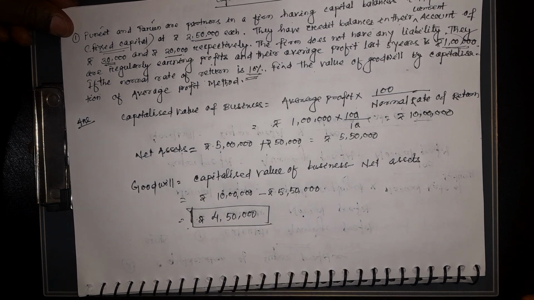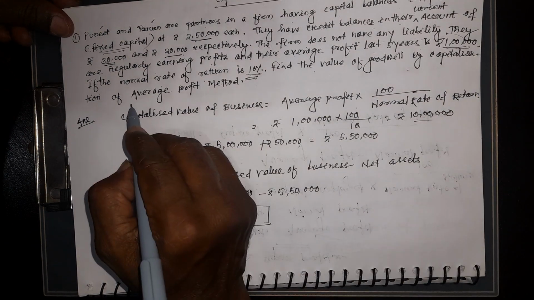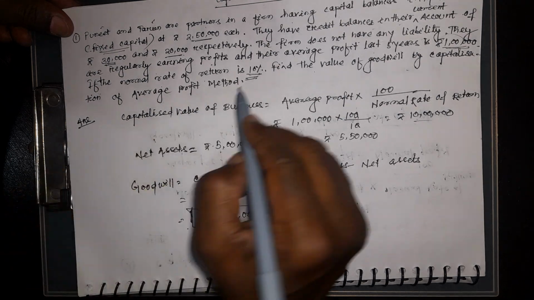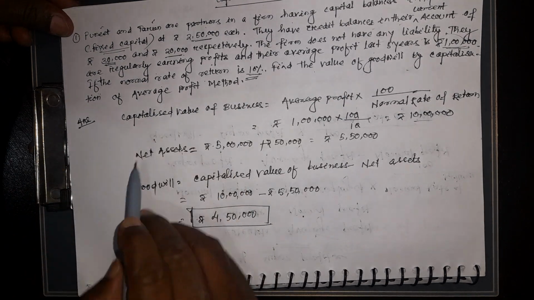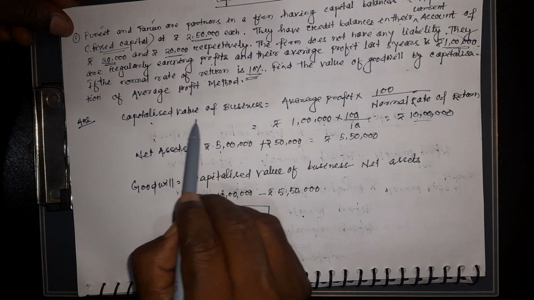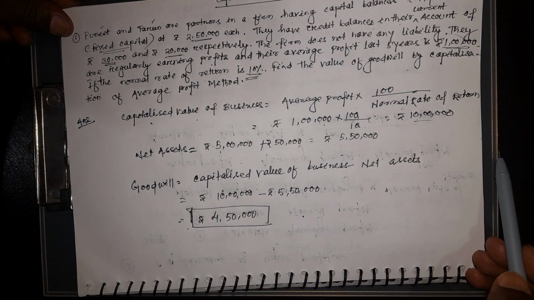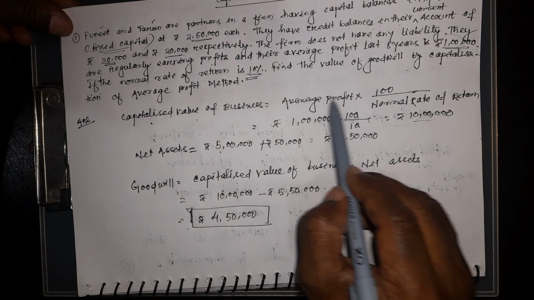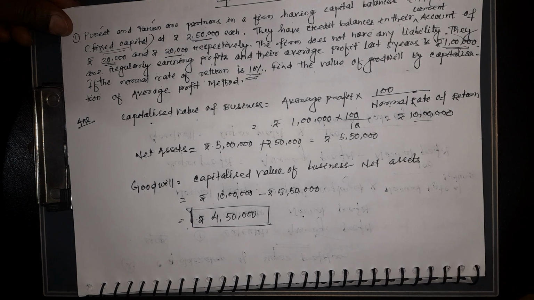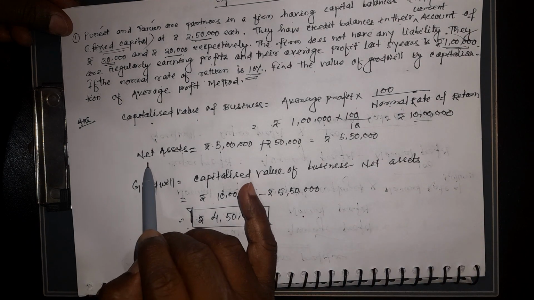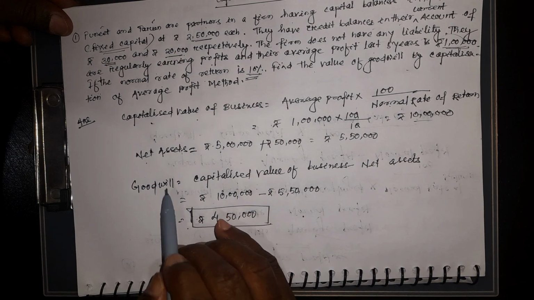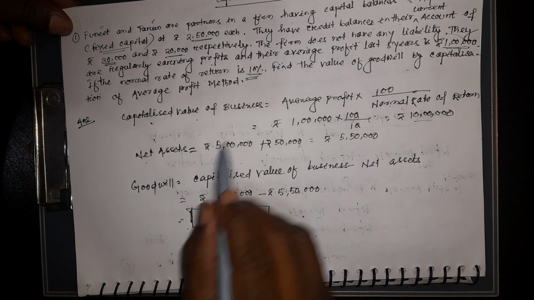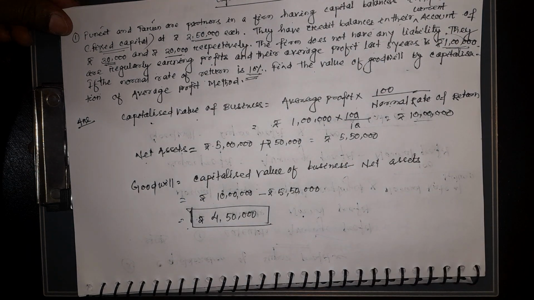So for the calculation of goodwill under the capitalization of average profit method, you will write it. First step, you have to calculate the capitalized value of the business. How will you calculate it? Formula, average profit into 100 by normal rate of return. Then you will calculate the net assets. Net asset formula is actually total assets minus liability. But here it is given no liabilities.